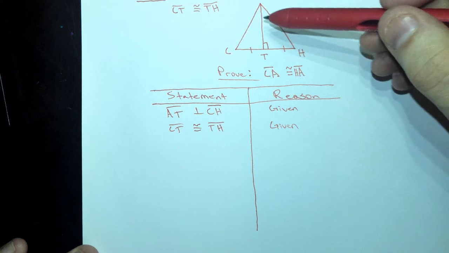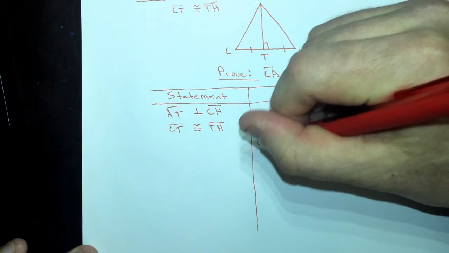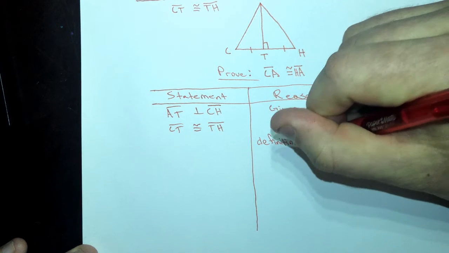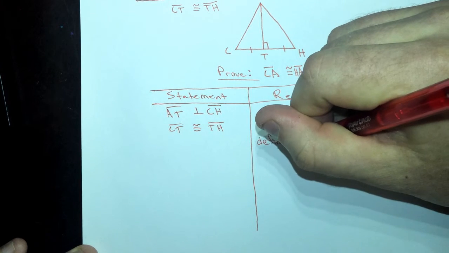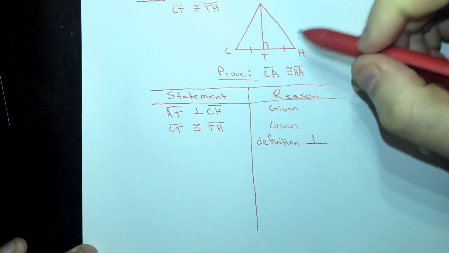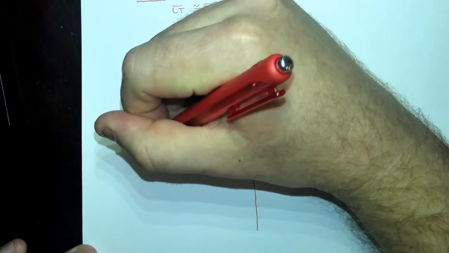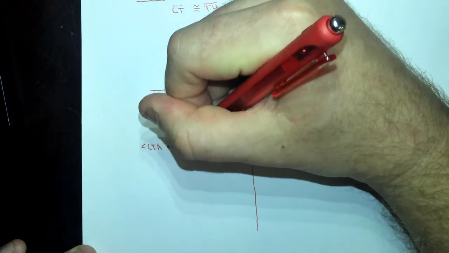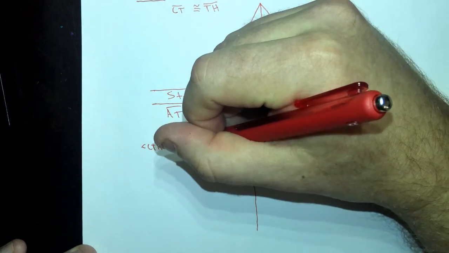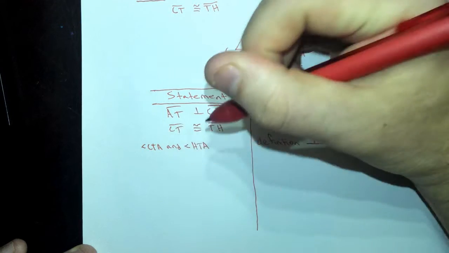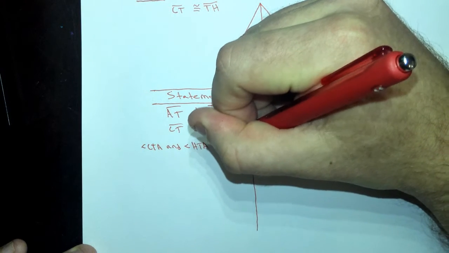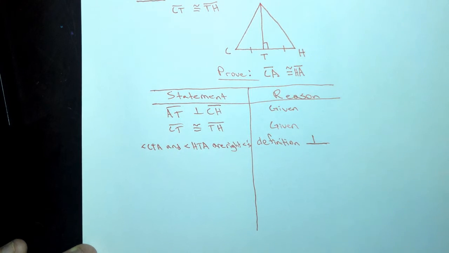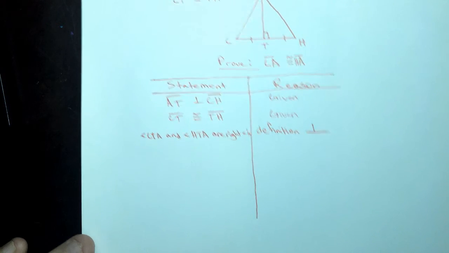Well, the first thing I want to do is use the fact that they're perpendicular to say that they make right angles. That is the definition of perpendicular. It means that the lines form right angles. So I could say that angle CTA and angle HTA are right angles, because that's the definition of perpendicular.